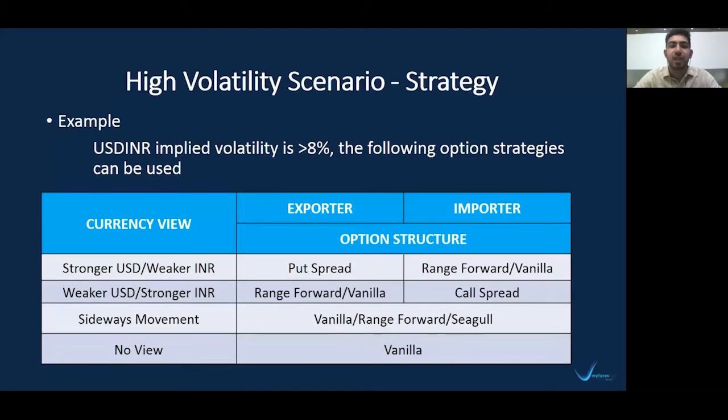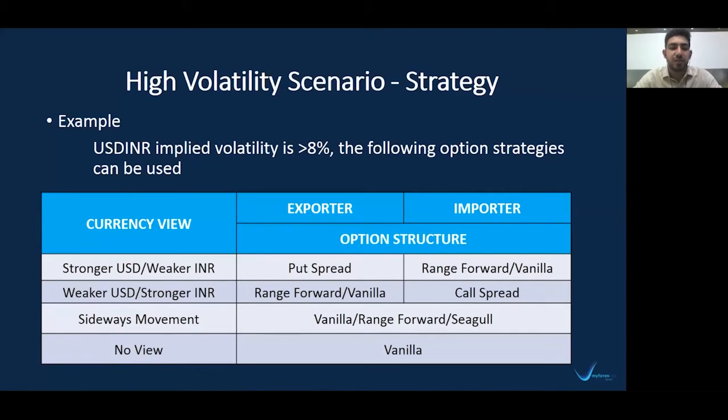Now let's take a look at the strategies which can be undertaken to hedge using options during a high volatility scenario. For example, in case of USD INR, an implied volatility of greater than 8% is considered a high volatility scenario. Now the option structures which we'll explore are the usual business practices employed by importers and exporters.